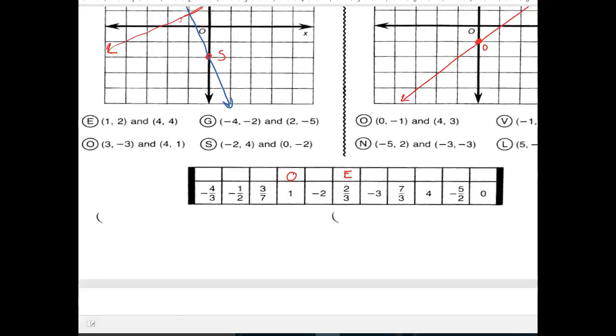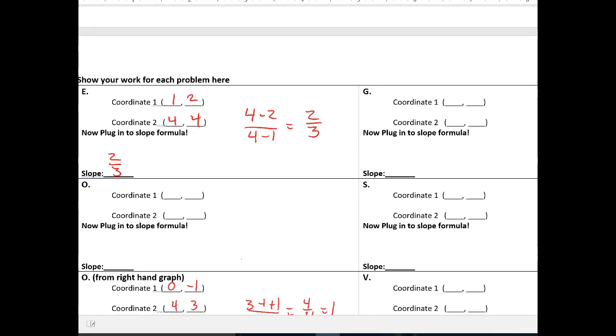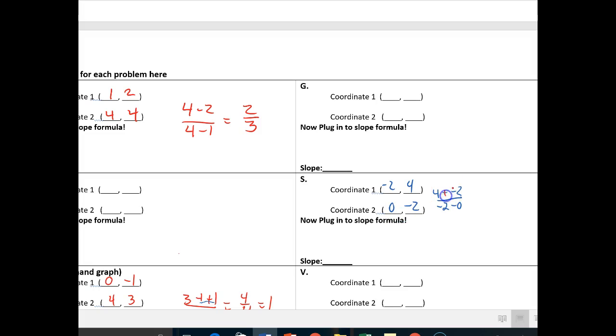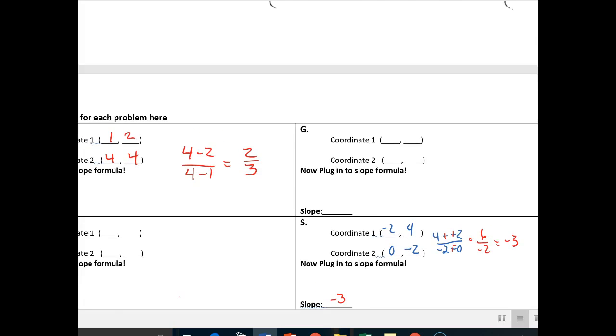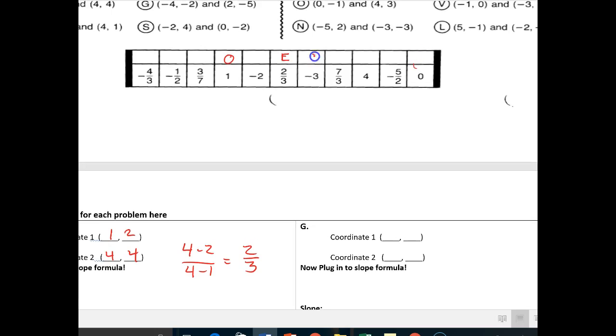And -2, 4, 0, -2 are your coordinates. So right here, -2, 4, 0, -2, and we use the slope formula. So 4 minus -2 over -2 minus 0. Notice how I did it differently that time. No big deal, I just made sure to keep in the same order. So you get 6 over -2, which gives you -3. Got to be really careful with your negatives. So you're looking for -3 in the riddle, and you're putting in an S there.